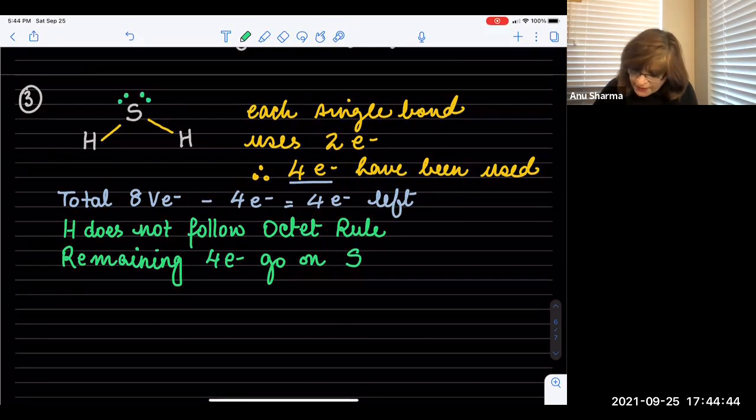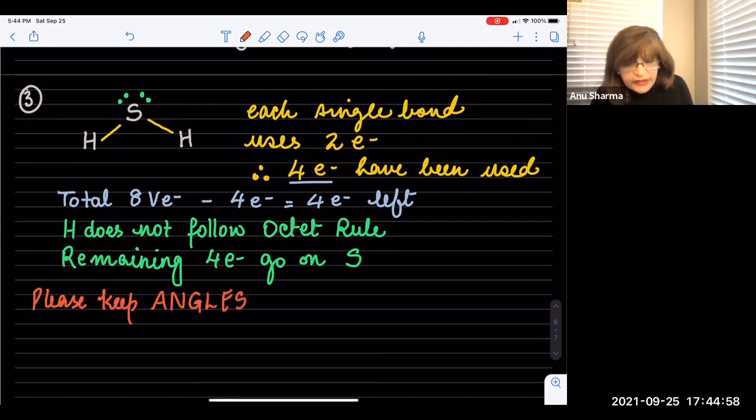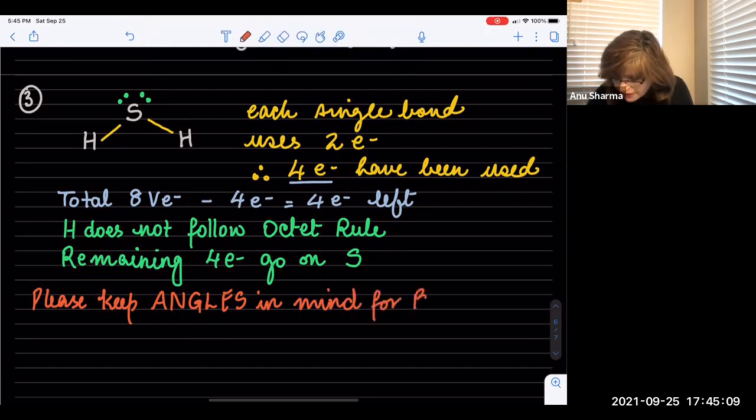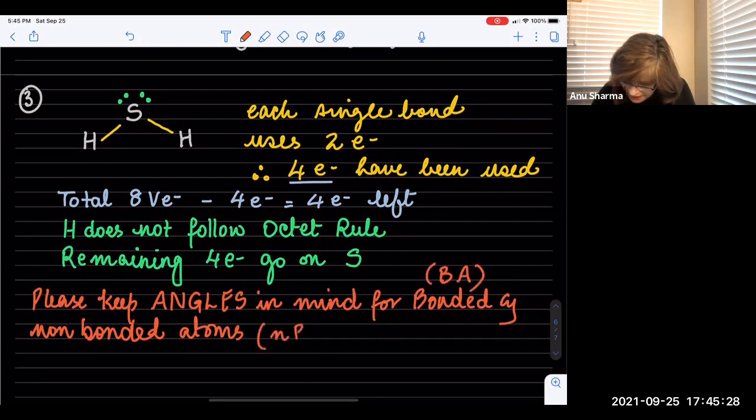And it's going to be at an angle. So keep that angle in mind. Please keep in mind the angles for the bonded and non-bonded atoms. Bonded atoms are BA, and non-bonded atoms are NBA. So what are these non-bonded atoms? These are also the lone pairs, commonly called lone pairs of electrons.